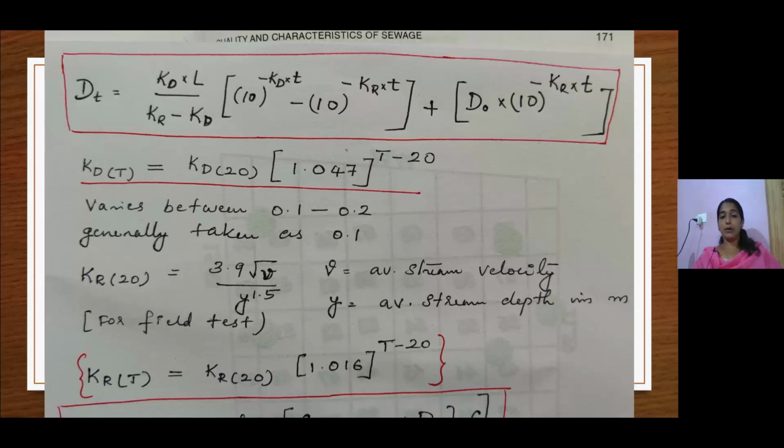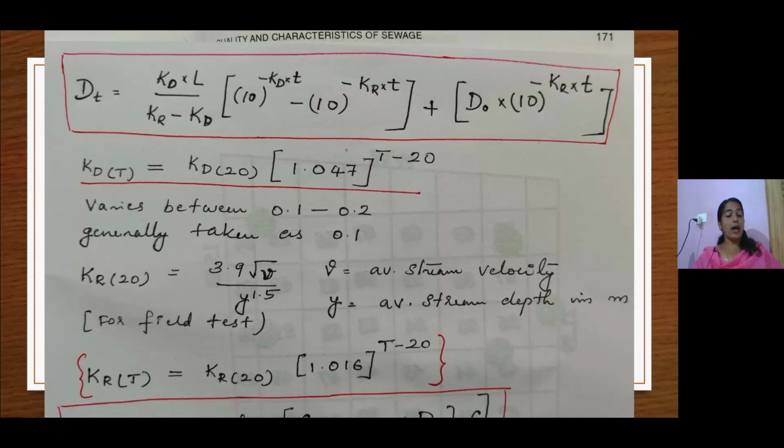Initial DO at the point of mixing. And L is the BOD of the river water at the point of mixing.